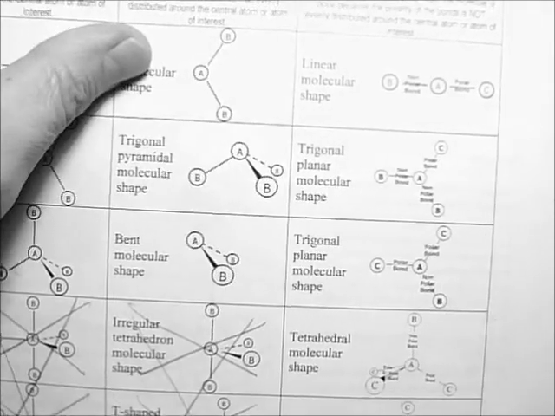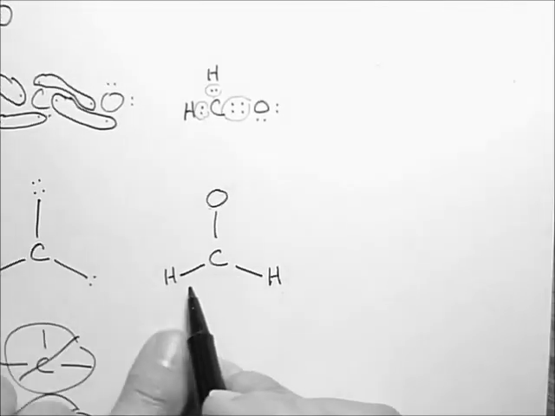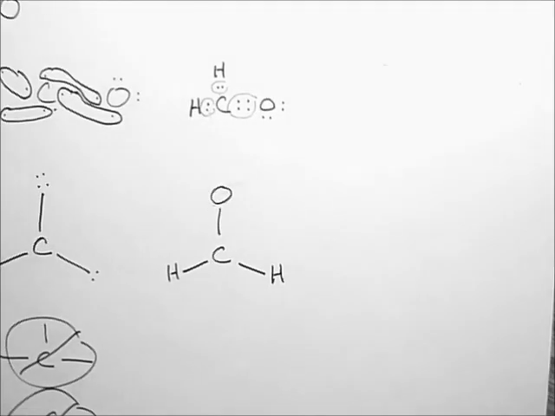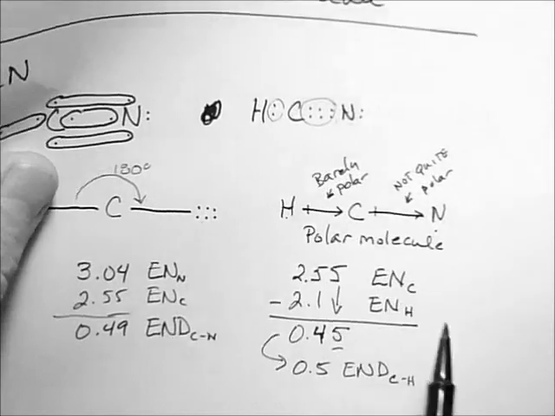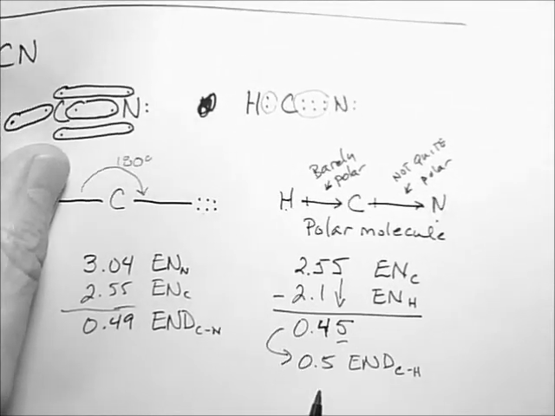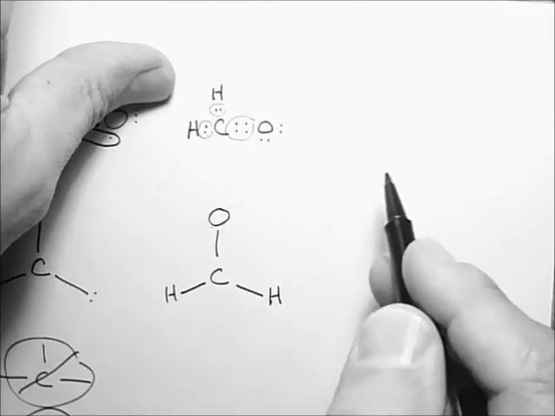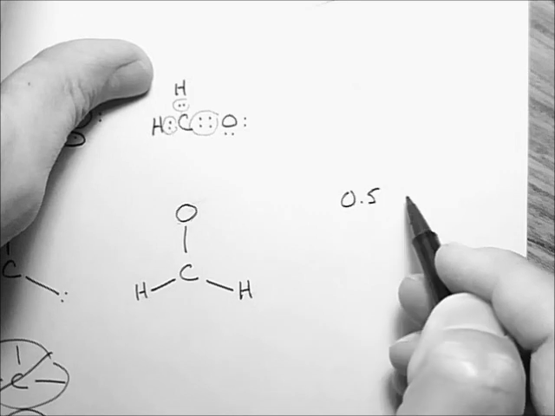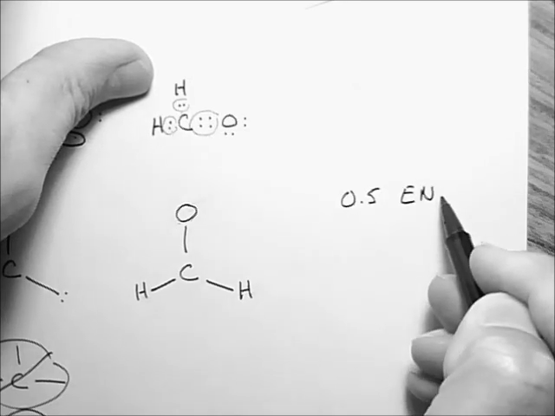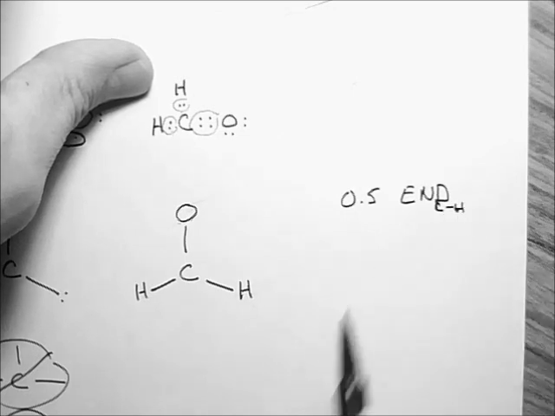Okay, so let's take a look here at what this means to us. So the hydrogen to carbon bond. We figured out on that previous sheet that the electronegativity difference between carbon and hydrogen was 0.5, didn't we? Okay? So the electronegativity difference for the carbon to hydrogen bond is 0.5.